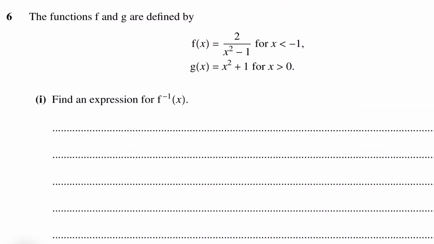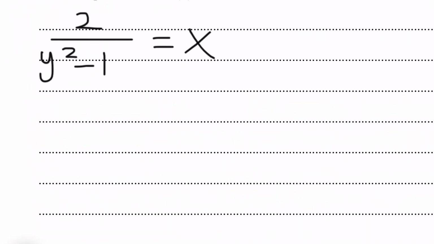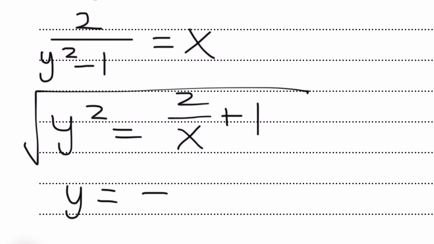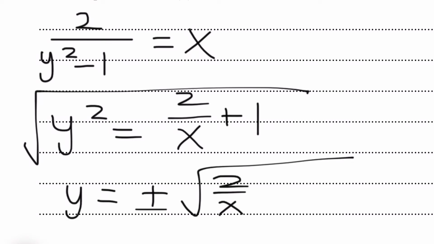Find an expression for the inverse of the function f. So to find an inverse, you just substitute the x there with a y first. So y squared minus 1 is equal to x. Now you will make y the subject of the formula again. So y squared is equal to 2 over x plus 1. And I will square root everything to remove the square. So y is equal to plus minus the square root of 2 over x plus 1.